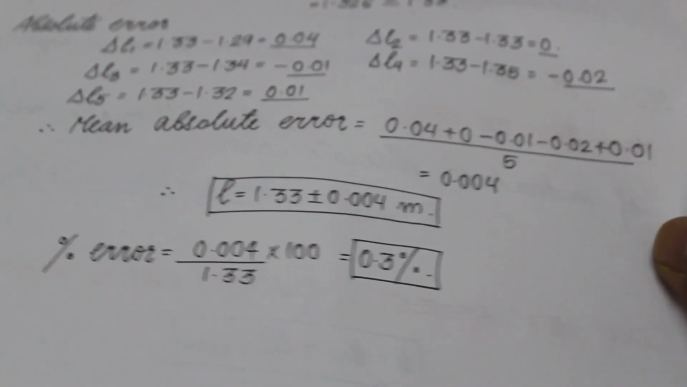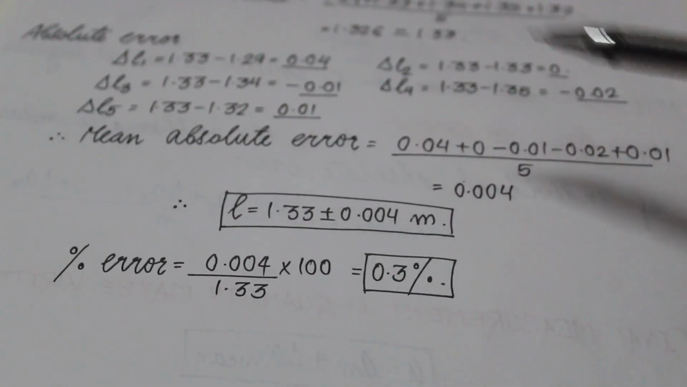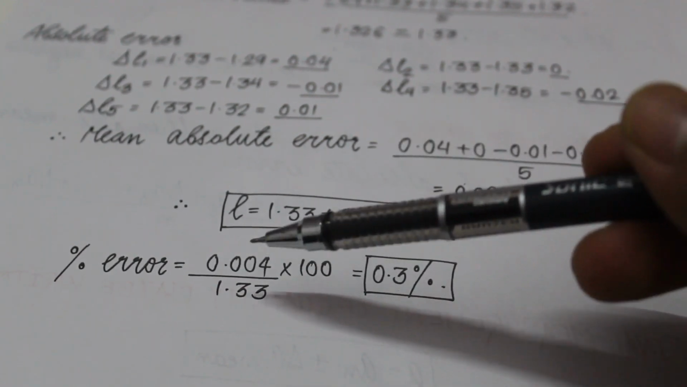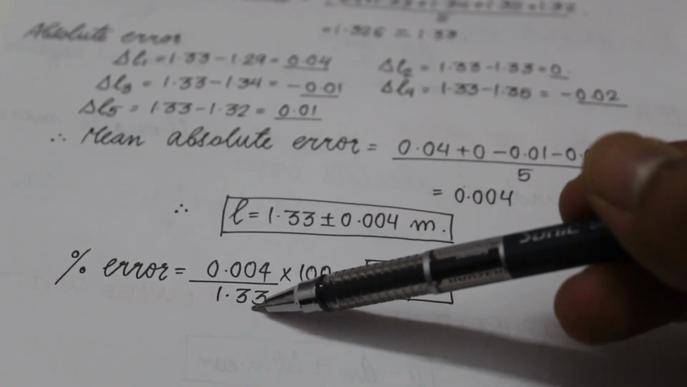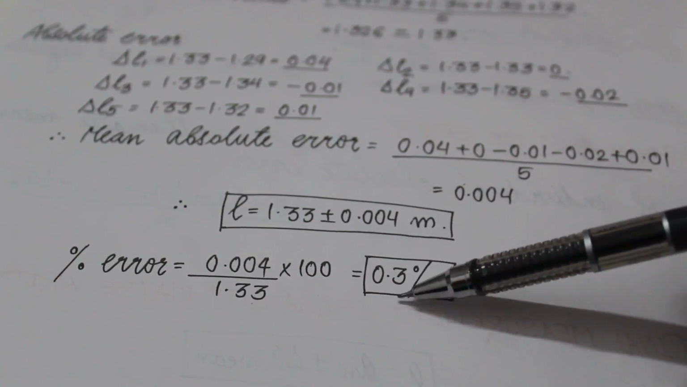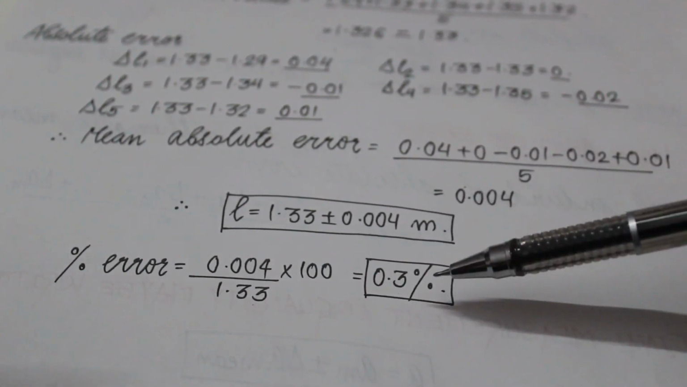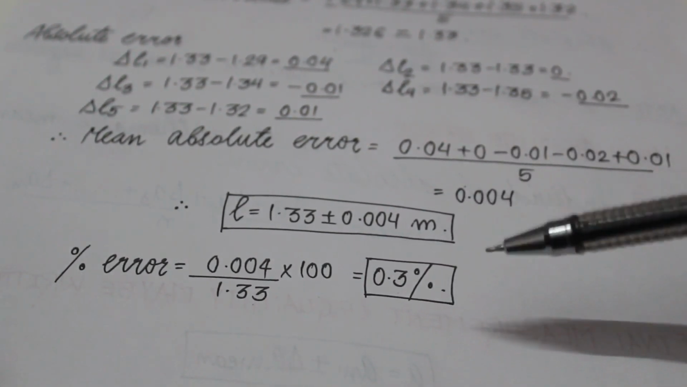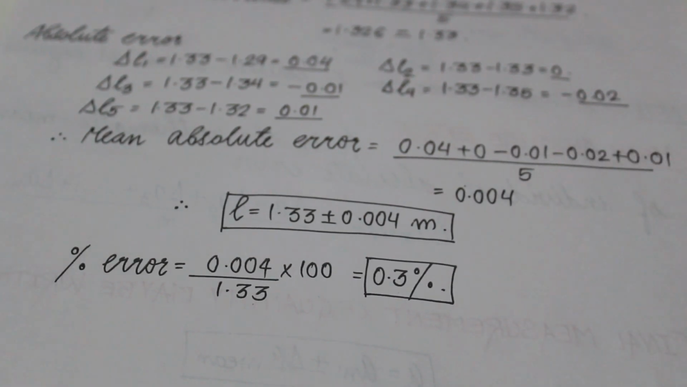Talking about percentage error, the ratio of mean absolute error upon mean value into 100 will give the percentage error. So the percentage error which is permissible in this case is 0.3%. इतना error चलेगा, उससे ज़्यादा नहीं होना चाहिए.